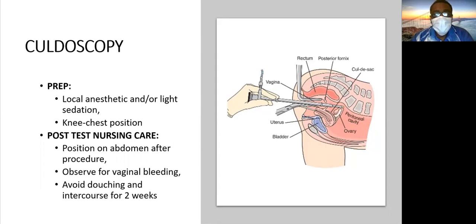Observe for vaginal bleeding, and you want to advise the client to avoid douching and intercourse for 2 weeks. No douching and intercourse for 2 weeks. Douche usually refers to vaginal irrigation, the rinsing of the vagina, but it can also refer to the rinsing of any body cavity. So they want to avoid that for at least 2 weeks.